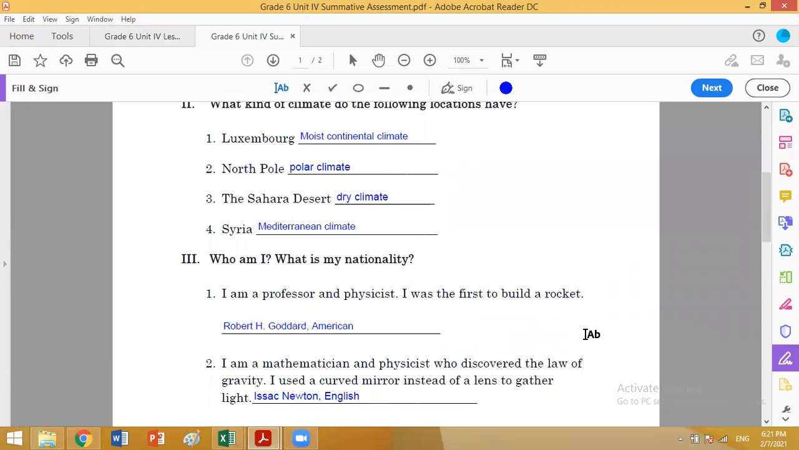Exercise number 3. Who am I? What is my nationality? Number 1. I am a professor and physicist. I was the first to build a rocket. Robert H. Goddard. He was an American. Number 2. I am a mathematician and physicist who discovered the law of gravity. I used a curved mirror instead of a lens to gather light. Isaac Newton. He was an Englishman.